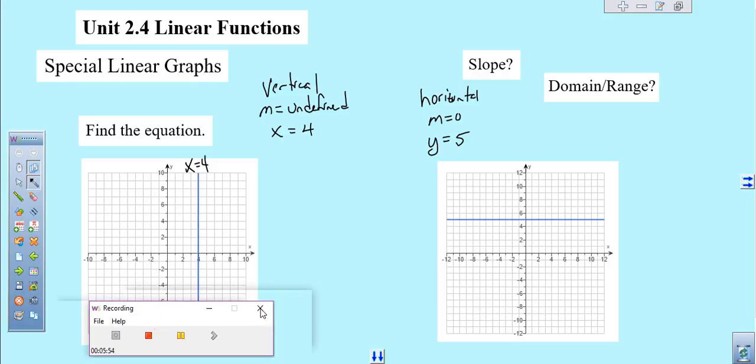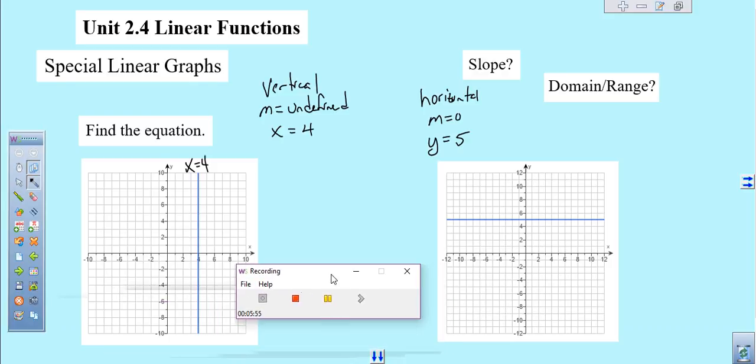All right, so that wraps up our special linear graphs. Use these to solve your homework problems.